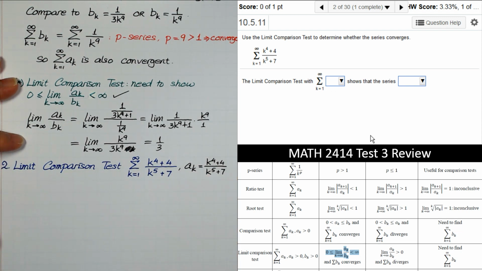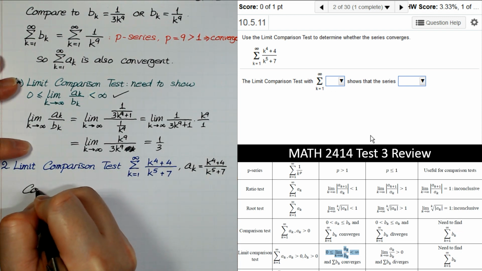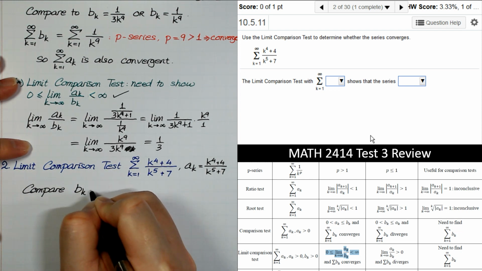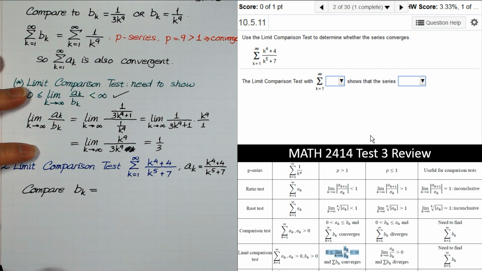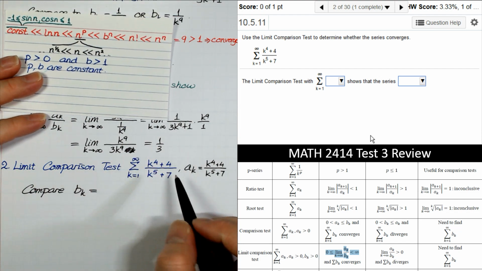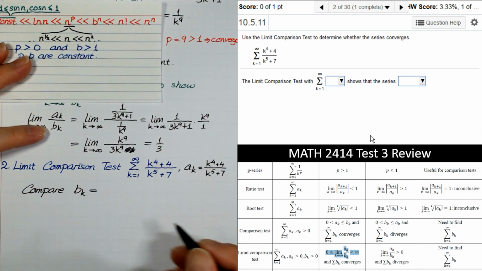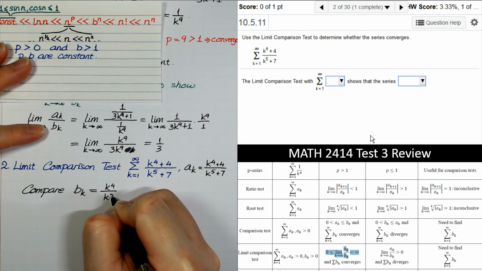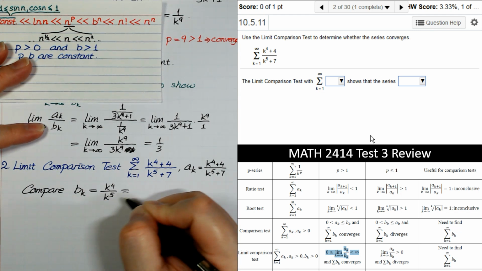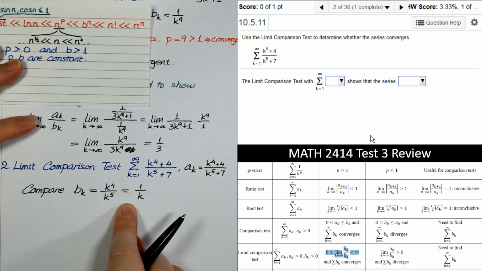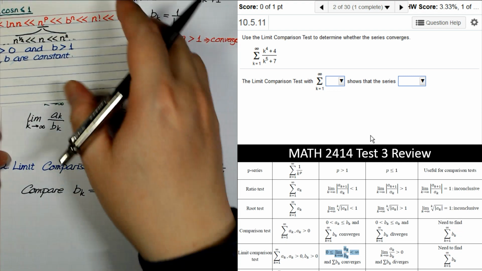And in that case, we'll compare to the sequence where b of k, just take the one with the highest ranking on the top, the one with the highest ranking on the bottom, so k to the 4th and k to the 5th. And we'll reduce that to 1 over k. And we're going to compare to this series of that terms.